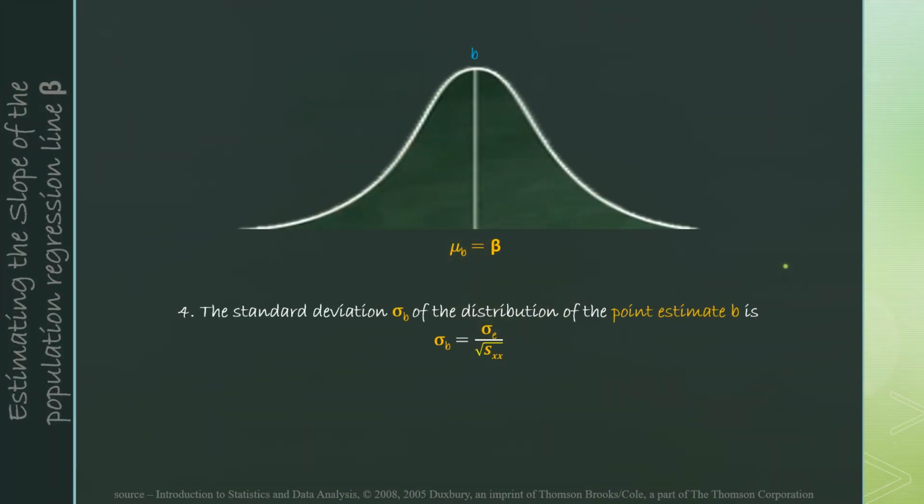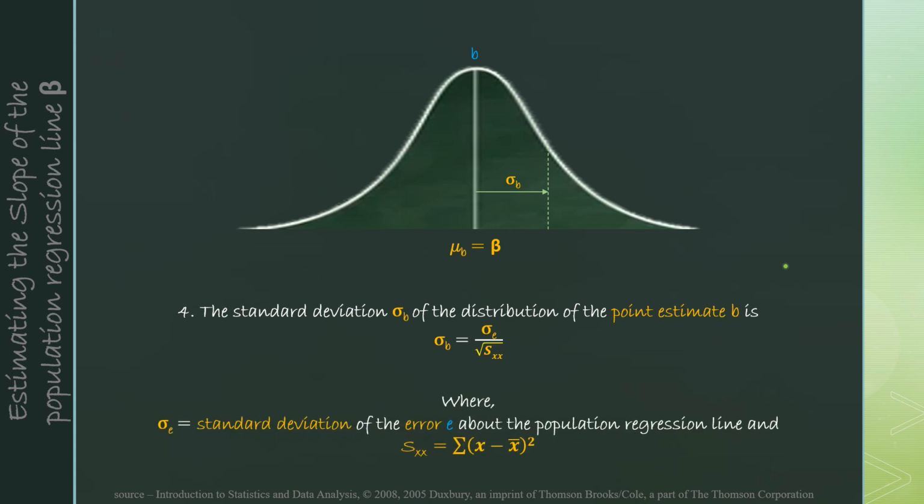The standard deviation sigma b of the distribution of the point estimate b is given by sigma b equals sigma e divided by the square root of Sxx, where sigma e equals the standard deviation of the error e about the population regression line, and Sxx equals sigma (x minus x bar) the whole square.